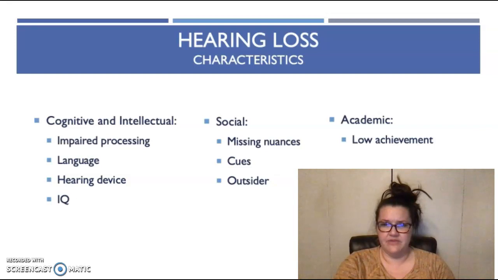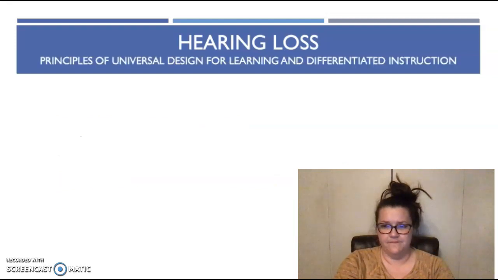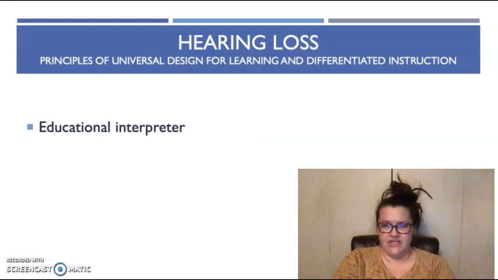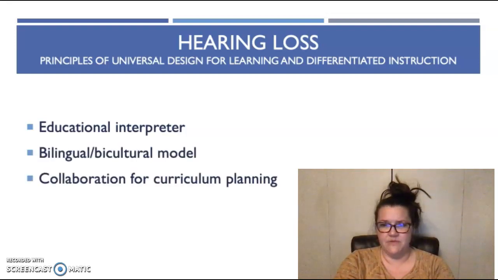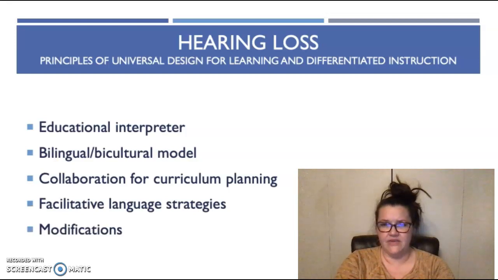Academically, they have relatively low academic achievement, need opportunities for communication, may miss parts of instruction and appear not to understand, and can appear bored or inattentive due to lack of hearing what was said. For UDL and differentiated instruction, have an educational interpreter to teach students how to use their remaining hearing, use a bilingual, bicultural model, have collaboration between teachers, paras, and speech pathologists to develop curriculum, facilitate language strategies, and finally use graphic organizers and various modifications.